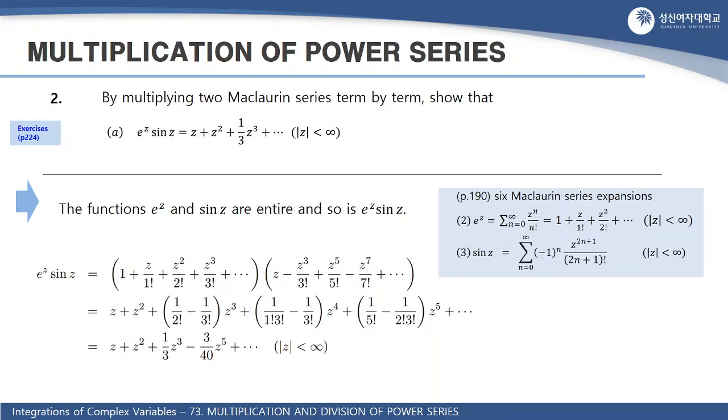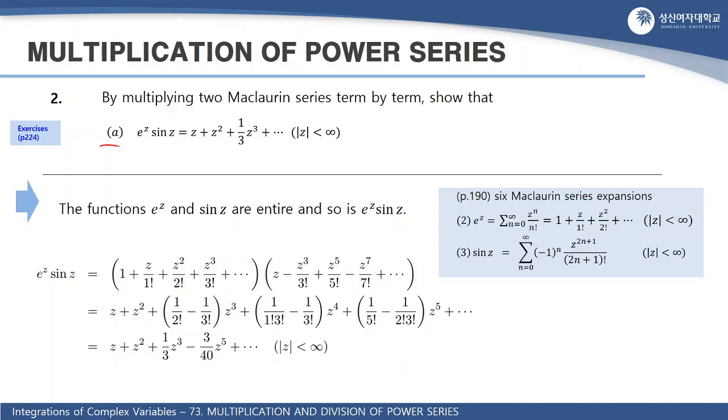Okay, next we move to the second problem. By multiplying two Maclaurin series term by term, show that, problem A, e to the g times sine g can be expanded to g plus g squared plus 1 over 3 times g cubed plus, where modulus of g is less than infinity.